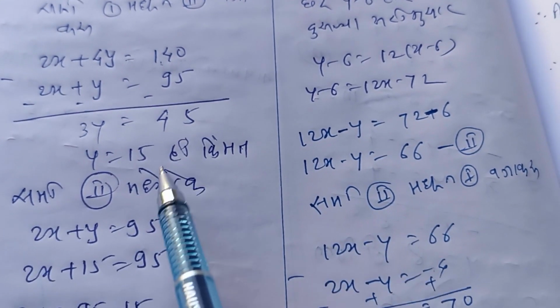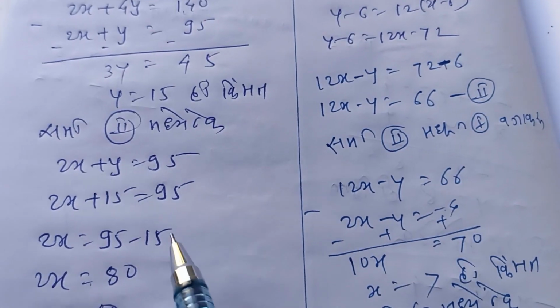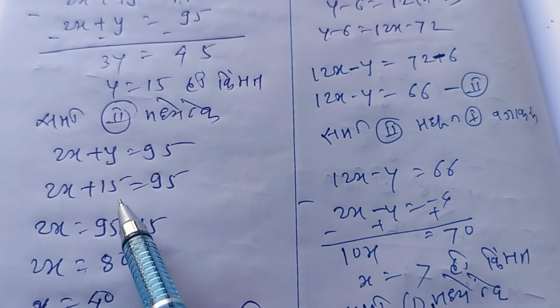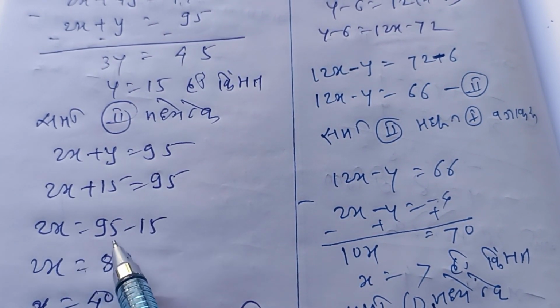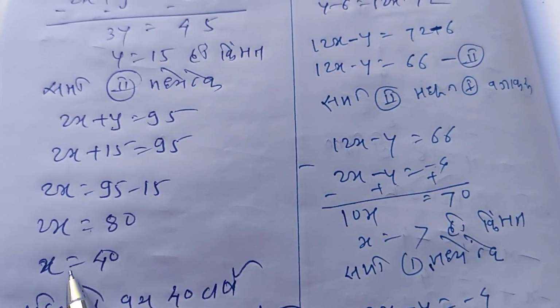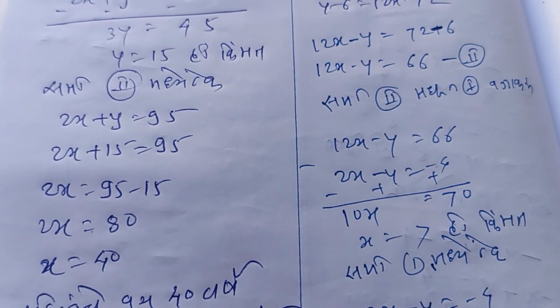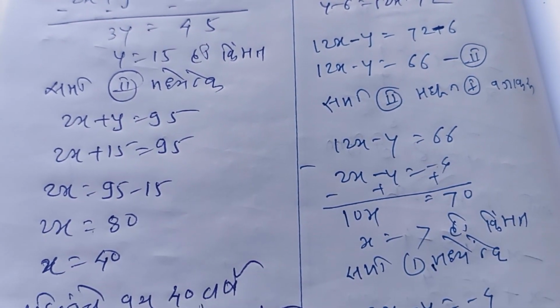Putting this value in the second equation, 2x plus y is equal to 95. The value of y is 15, so 2x plus 15 is equal to 95, 2x is equal to 95 minus 15, 95 minus 15 is 80, 2x is equal to 80. Dividing both sides by 2, we get x is equal to 40. Here the father's age is 40 years and the son's age is 15 years.